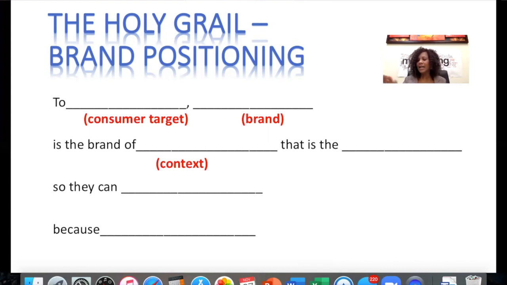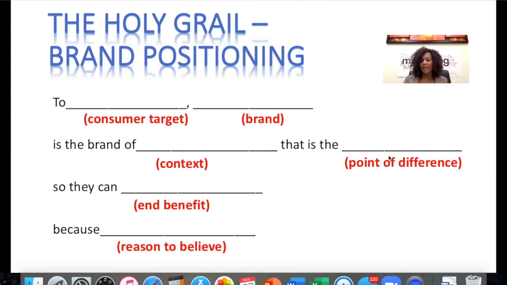That is now moving along, the point of difference. So what makes that brand different? And then, they being the consumer, what's the benefit they get out of it at the end? So why should they care? Why should they care about your brand? And then of course you have to give them a reason why they can believe that end benefit.